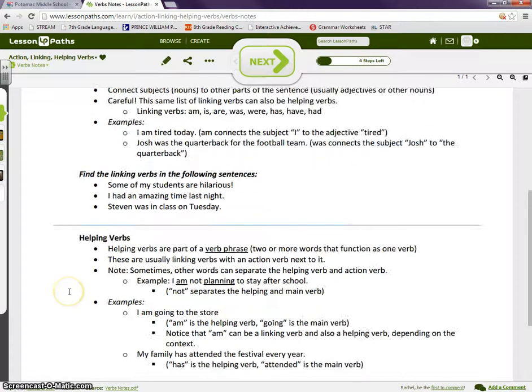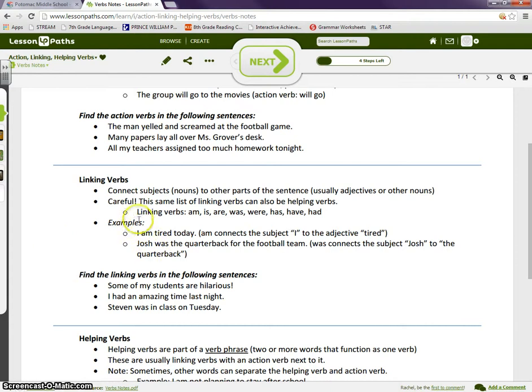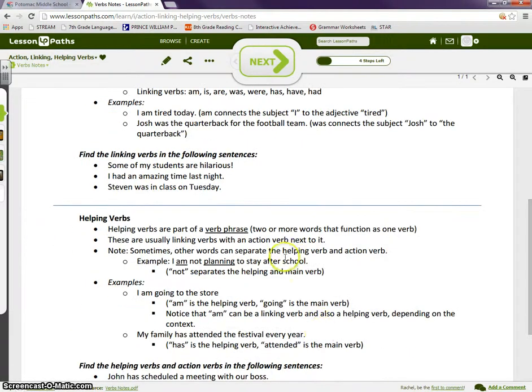So we have 3 different types of verbs that we need to learn about. We have action verbs. These are the easy ones that most of us have already learned. And then we have linking verbs. They link subjects to adjectives or subjects to nouns, and these are a lot of the common ones. And then we have helping verbs. A lot of them are the same as our linking verbs, but instead of having an adjective, we have an action verb. Okay, so this is a little bit of our tutorial on verbs.